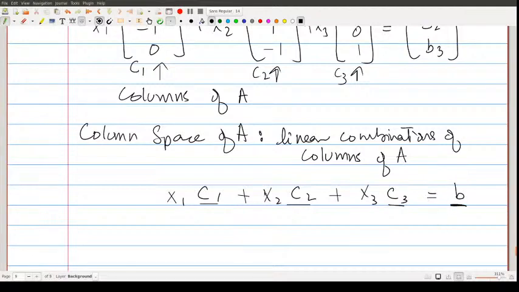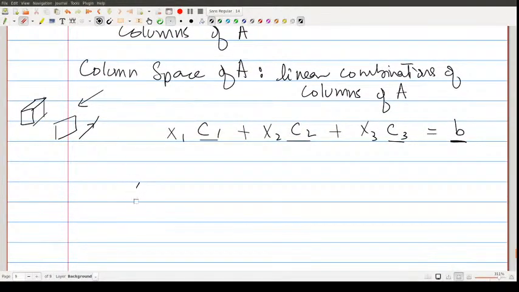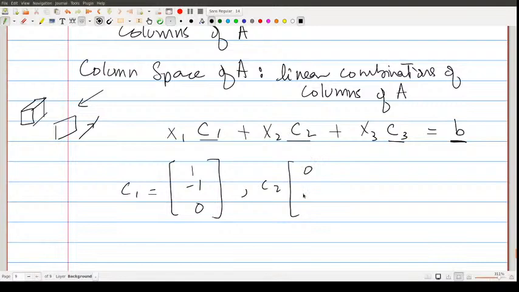And now let's try to answer the question. Does it form a three-dimensional space? Does it form a plane or does it form a line, right? Okay, so let's first look at C1 and C2. C1 is the vector 1, minus 1, 0, and C2 is the vector 0, 1, and minus 1. And let's ask, are they in the same direction?